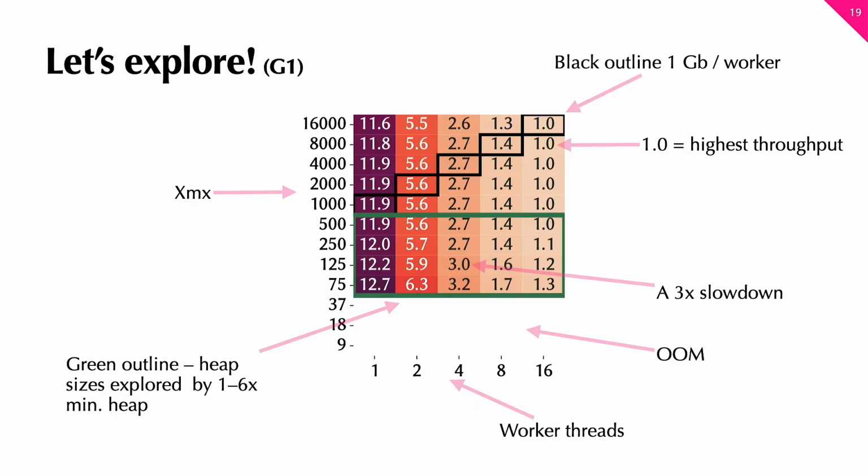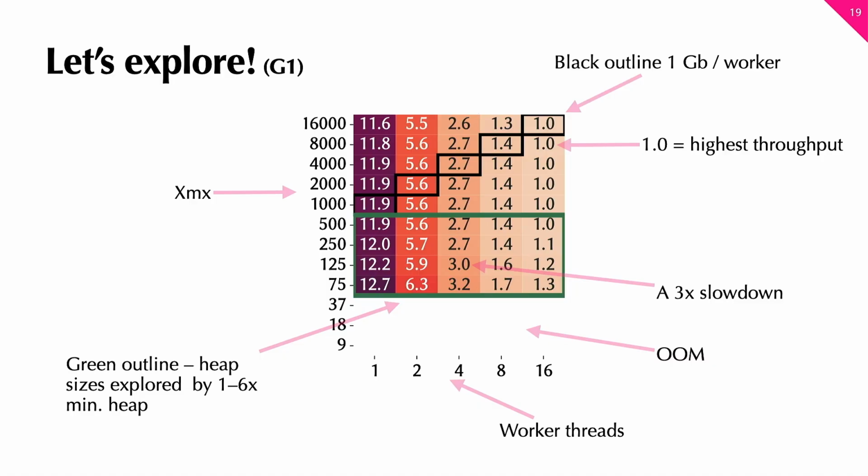In this green rectangle, you see the space that would be explored if you use the minimum heap size method and you scaled up to 6x. The black rectangles are the 1 gigabyte per core configuration. If it's white space down there, that's out of memory. So this particular benchmark could not be run with a 37 megabyte heap or smaller.